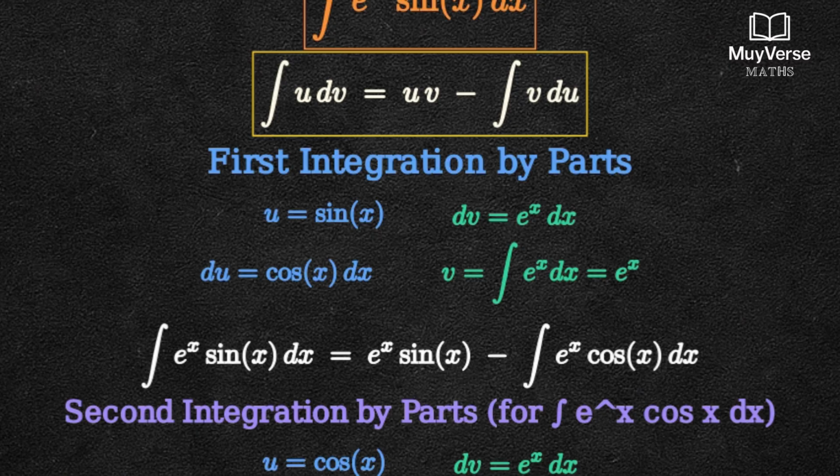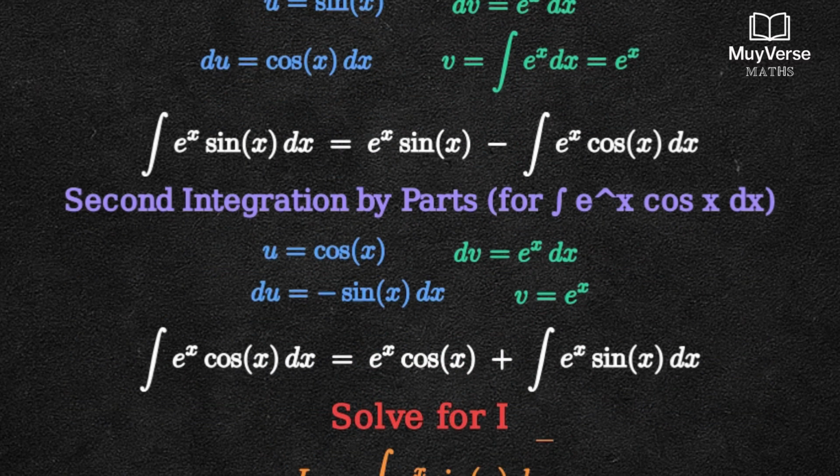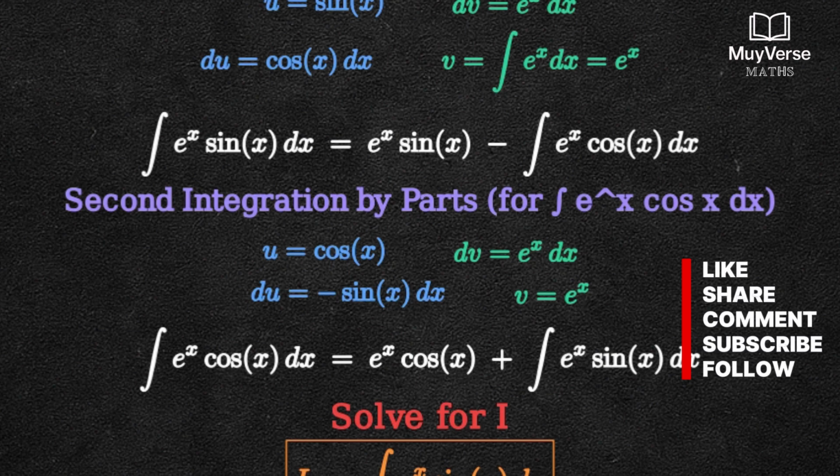Now, we combine both results and solve. Let I be the integral of e^x sin x dx. From the first pass, we have I equals e^x sin x minus the integral of e^x cos x dx. From the second pass, the integral of e^x cos x dx equals e^x cos x plus I. Substitute this into the first equation to get I equals e^x sin x minus e^x cos x minus I.